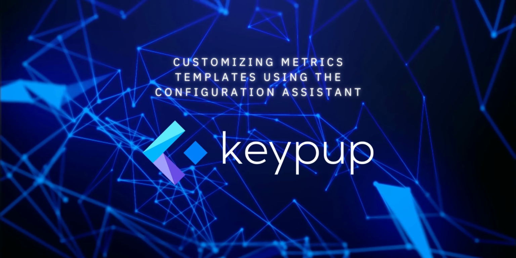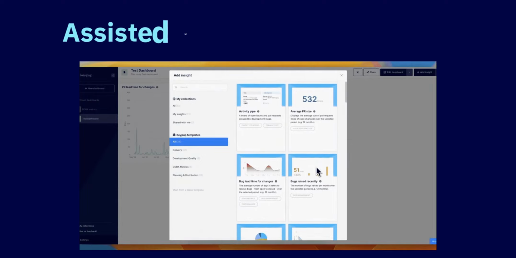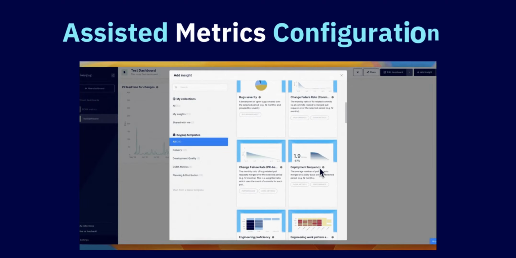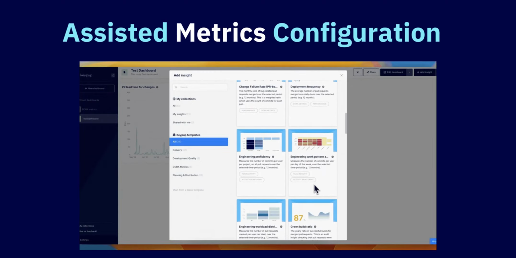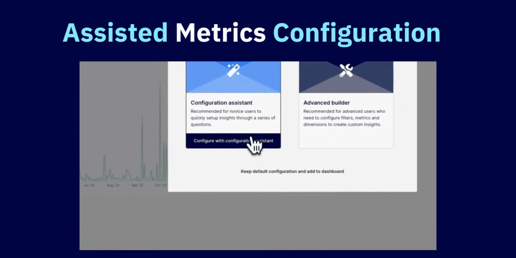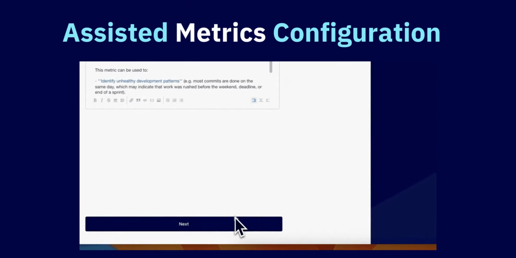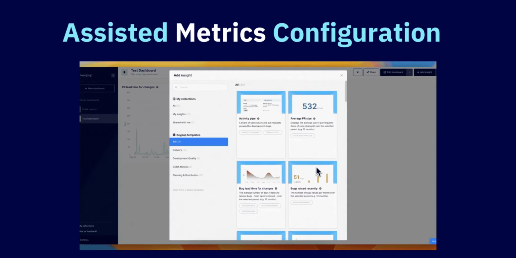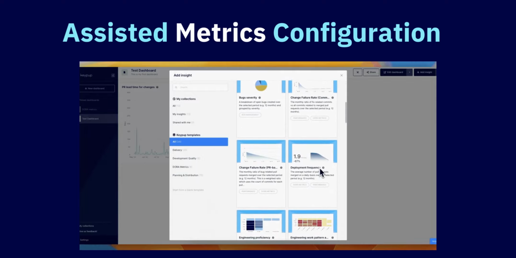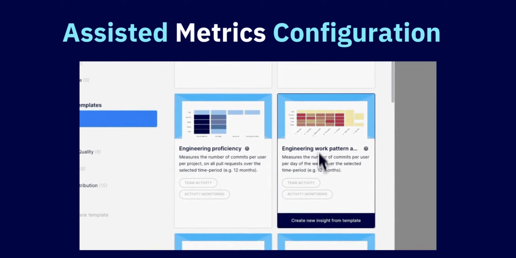How to customize a metric template using the configuration assistant. You certainly understand the importance of data-driven decision-making to ensure your team is moving toward your company's success. However, it can be challenging to get started with engineering metrics and KPIs without in-house data engineering and analytics skills. Fortunately, Keypup's metric configuration assistant makes it easy to get started with custom engineering metrics in no time.